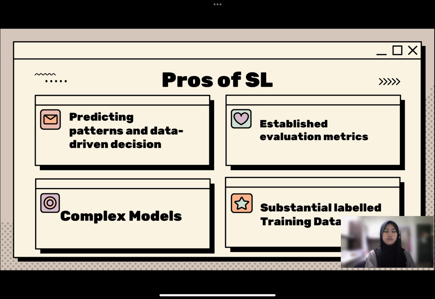There are four advantages in supervised learning. The first one is supervised learning excels in accurately predicting patterns and making data-driven decisions. It also establishes evaluation metrics such as accuracy and precision. And another advantage of supervised learning is creating complex models for accurate prediction on new data. The last one is supervised learning requires substantial labeled training data and its effectiveness hinges on data quality and representativeness.